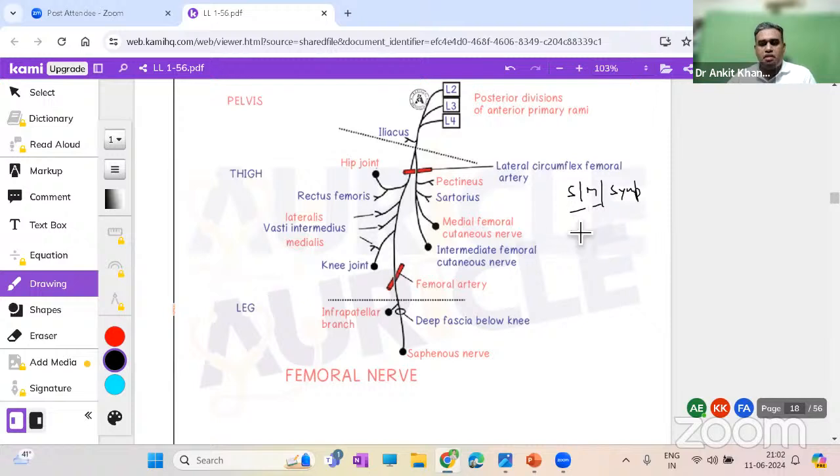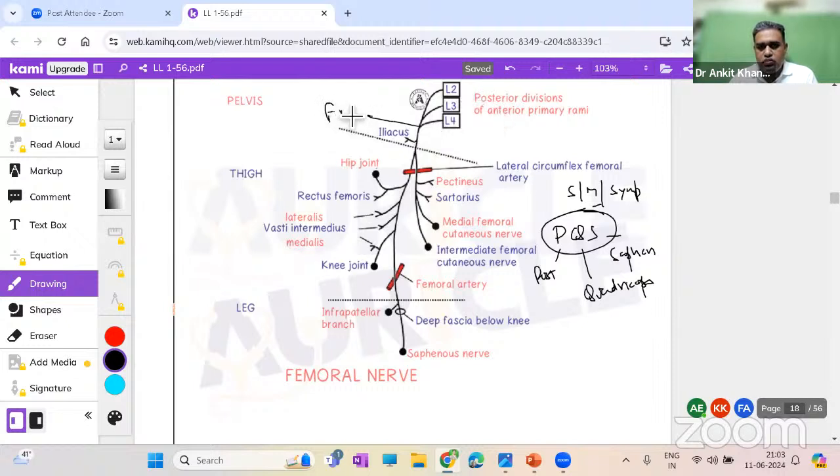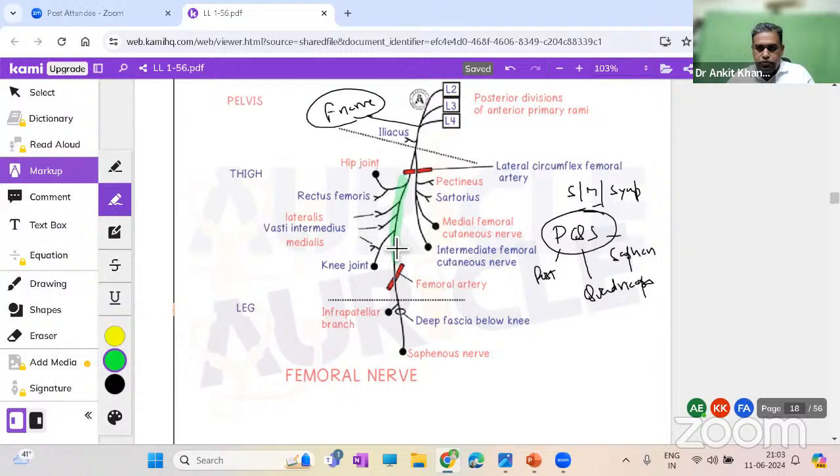Now see what happens. The mnemonic you can remember is PQS. What is PQS? P is the posterior division of the femoral nerve, which will supply Q, the quadriceps femoris muscle, and gives off a cutaneous nerve, S, known as the saphenous nerve. Remember PQS. In this image, you know L2, L3, L4, the femoral nerve is coming. This is the femoral nerve shown in this diagram. If I mark this with a green highlight, this is the posterior division. What is it supplying? All the muscles of quadriceps, which has 4 muscles, we should know it: 3 vasti and 1 rectus, and continuing down as the saphenous. This is what you should know.